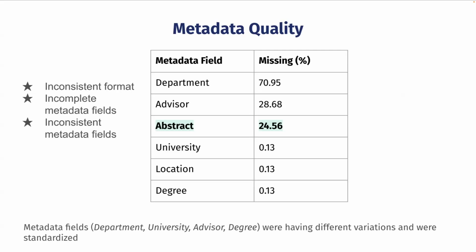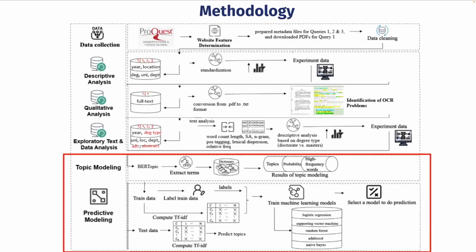So this shows that if a user tries to search the ProQuest thesis database with any of these fields, they might not be able to retrieve all the information they're looking for. We might need a different kind of access point here to help the user navigate and get the correct information they're looking for. In this project, I collected the data, followed by descriptive analysis, qualitative analysis, EDA.